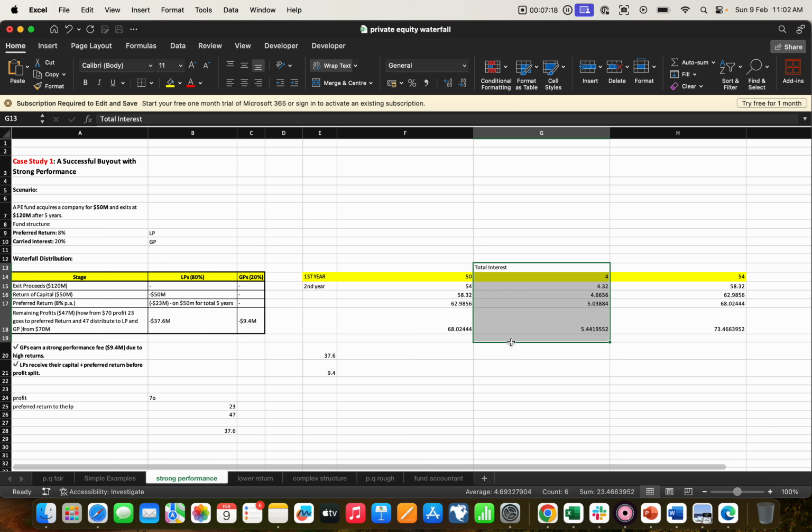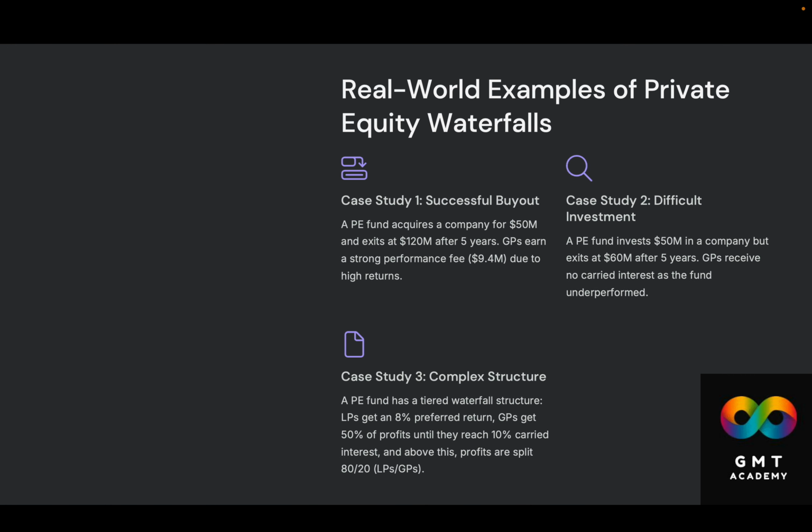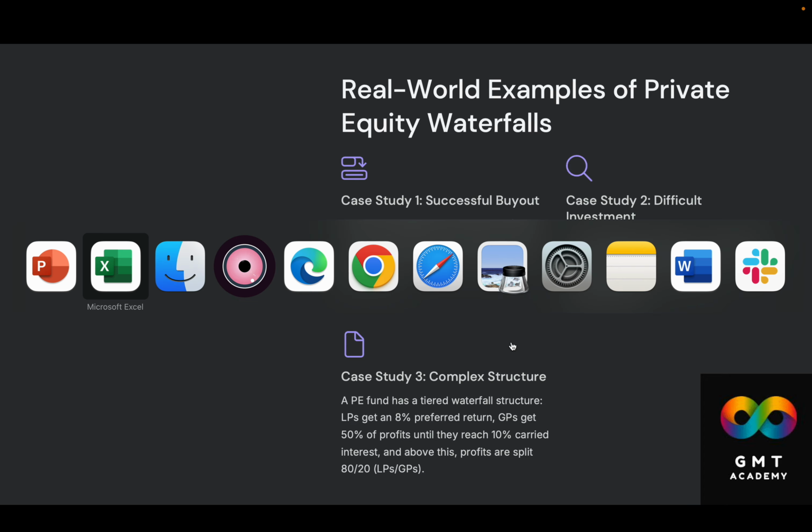Okay, so let's move to the second case study in the PPT. The case study is a difficult investment. A PE fund invests 50 million in a company but the exit is 60 million after 5 years. The GP received no carried interest as the fund underperformed. Yes, if in 5 years they invest 50 million and they get only 20% in the 5 years, many things will be difficult to distribute.